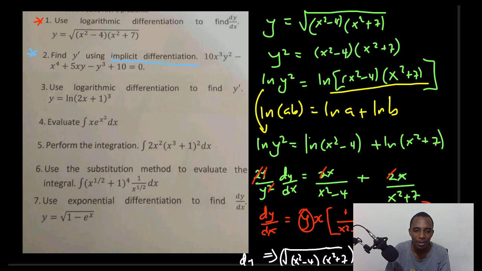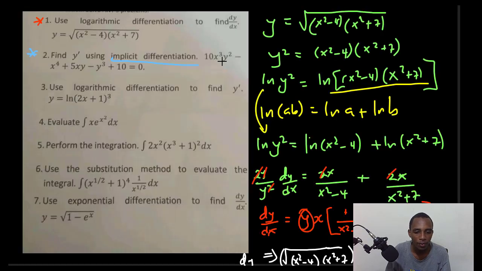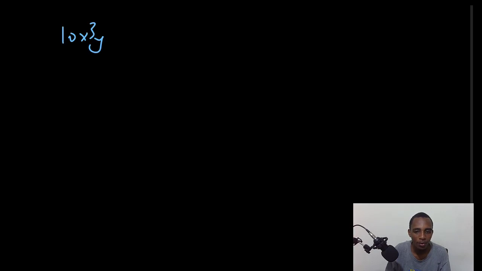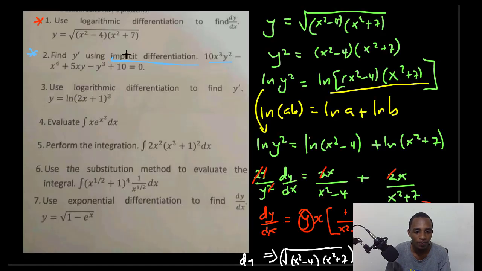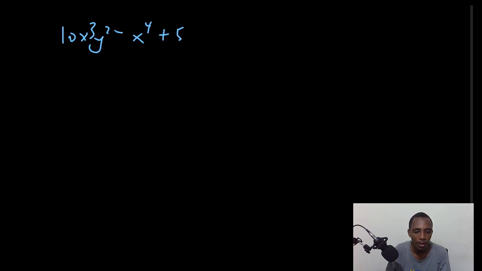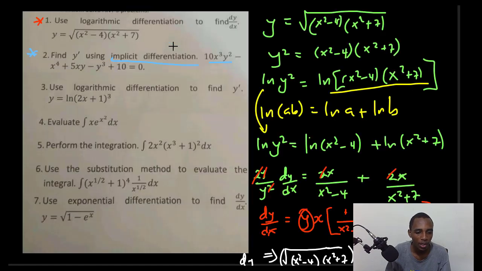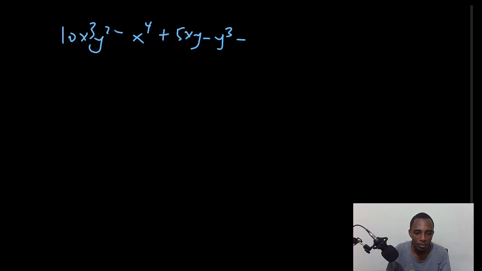Let's just create a quick new page here. 10x cubed y squared minus x to power 4 plus 5xy minus y cubed plus 10 equals 0. So we want to use implicit differentiation to find the first derivative y prime for this function here.